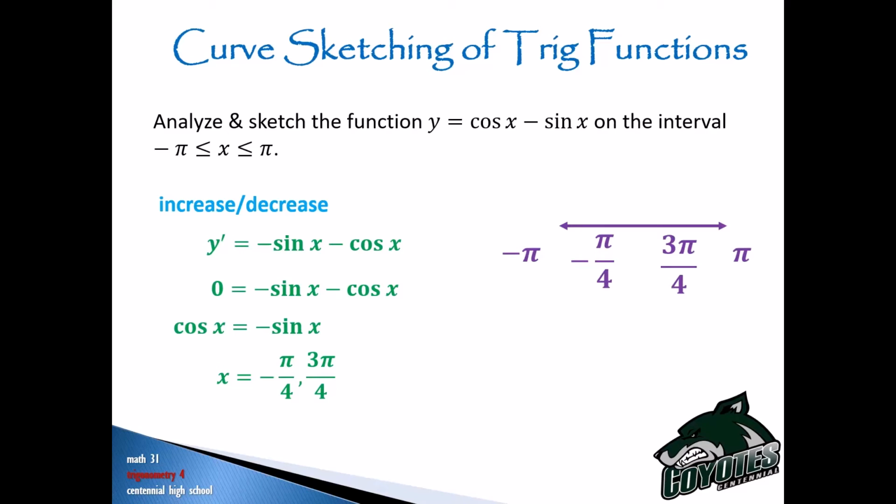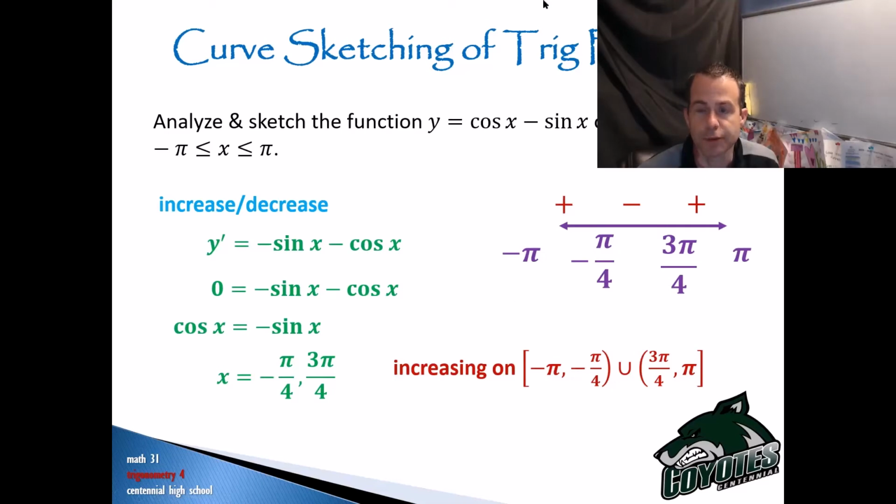Okay, so I assume you're pausing as we go through this and you're trying these things yourself, so I'm going to keep plugging along. End up with positive and negative and positive. Okay, so I know I'm increasing from negative pi to negative pi over 4 in union with 3 pi over 4 to pi. Again, remember that we have specific endpoints here, so I can't say negative infinity to negative pi over 4. Okay, and then I'm decreasing from negative pi over 4 to 3 pi over 4.